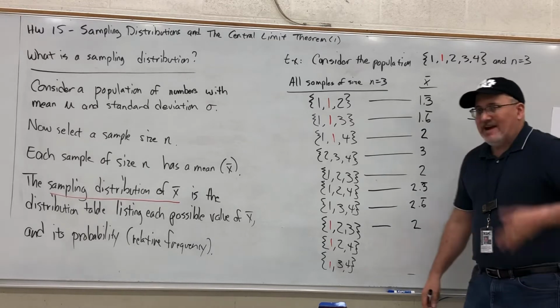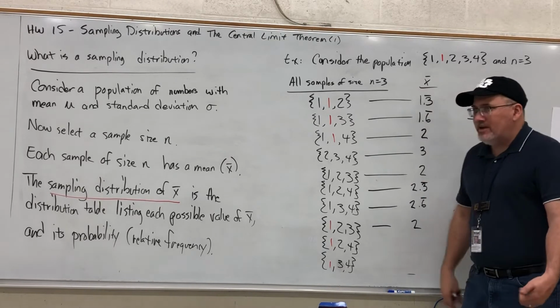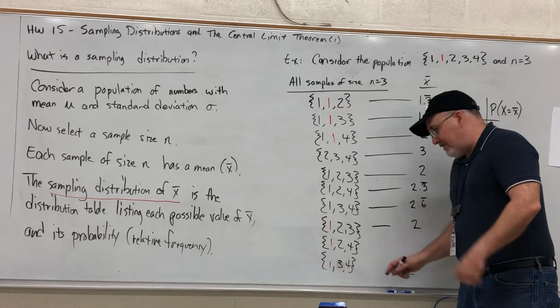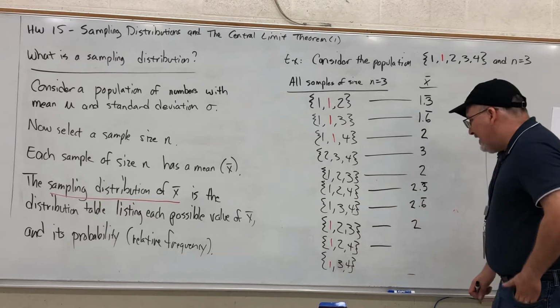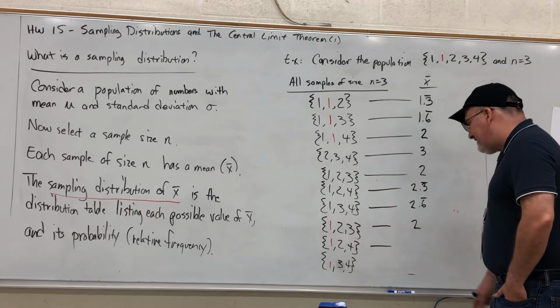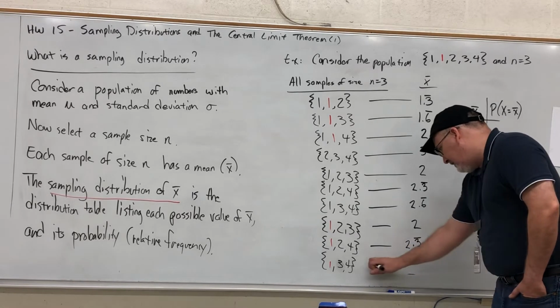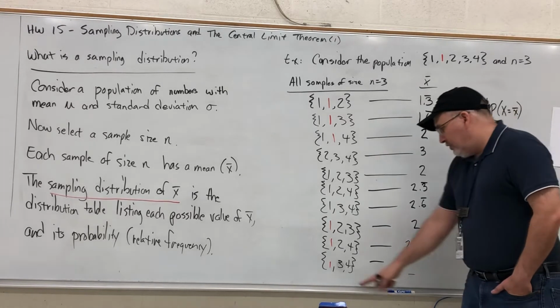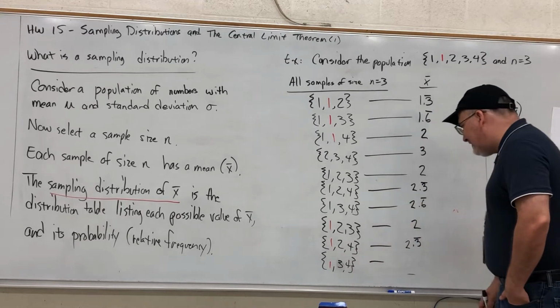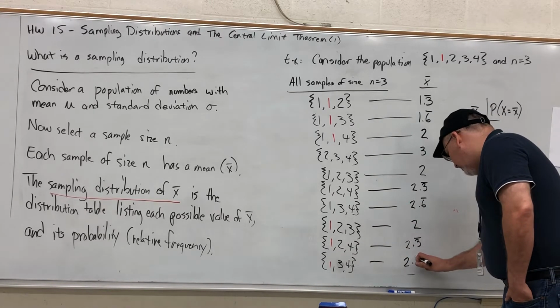And remember, we're dividing by 3 because we're finding the sample mean, the sum divided by the number of values. In the ninth sample, the sum is 7. 7 divided by 3 is 2.3 repeating. And in the final sample, the 10th sample, the sum is 8. 8 divided by 3 is 2.6 repeating.